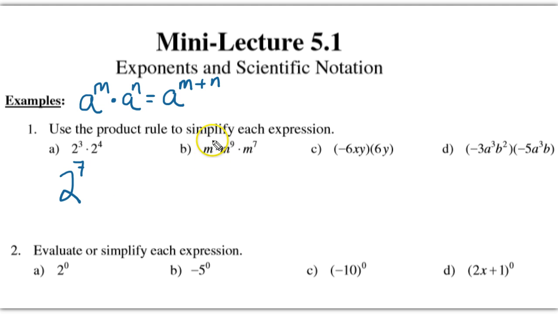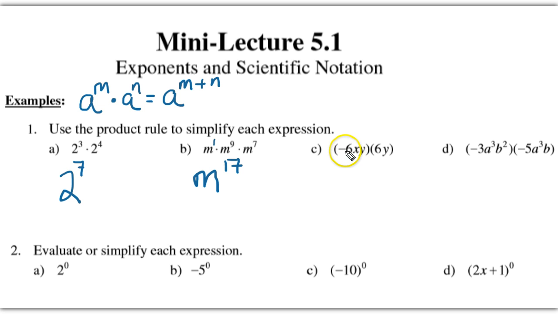Now here you have to recall there is a 1 by this m. When there's no written exponent, there's a 1 there. So as we add up our exponents, 1 plus 9, 10 plus 7 is 17.